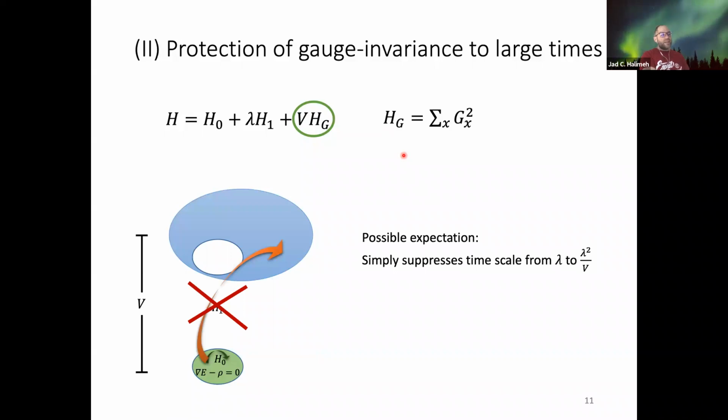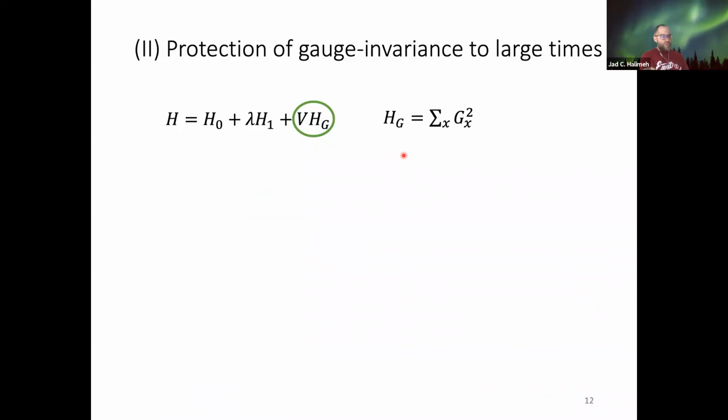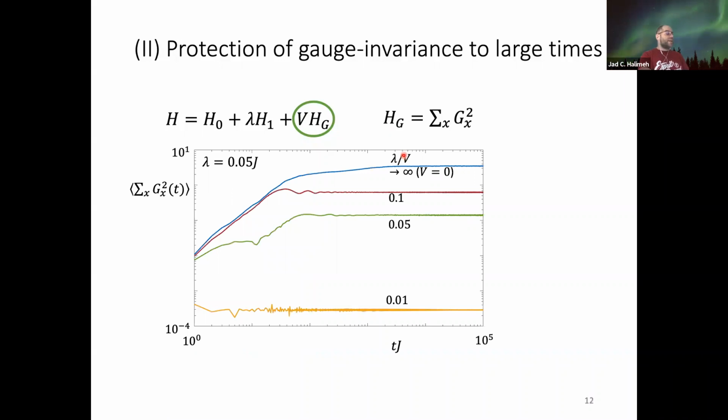Naively, one would expect that the time scale would just go from lambda to lambda squared over V. But what we see is that the violation is suppressed as lambda squared over V squared. So here we look at the blue curve, we see that for V equals zero, when I have absolutely no protection, I have this growth lambda squared t squared, and then I plateau. As I increase V, even for small values of V, I see that my violation goes into a steady state plateau. And this plateau goes like lambda squared over V squared.